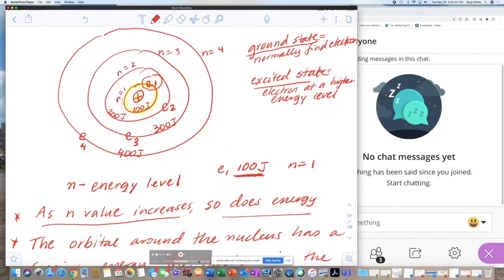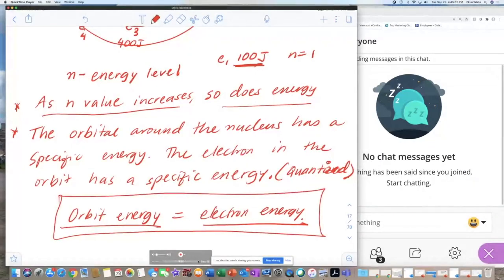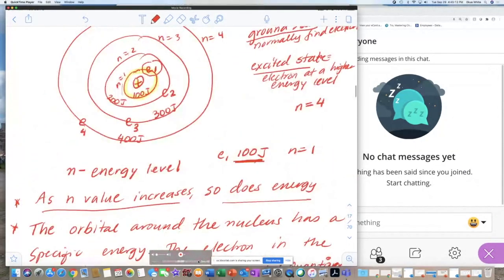So let's say our electron wants to go to energy level 4. Well, the electron is not allowed on energy level 4 until it has earned its way to energy level 4. What do we say? Orbit energy has to match electron energy. What is the energy requirement of energy level 4? 400 joules. So what must the electron go through to get to 400 joules? It has to gain 300 joules, correct? If it gains 300 joules, now its new total energy is at 400 joules.